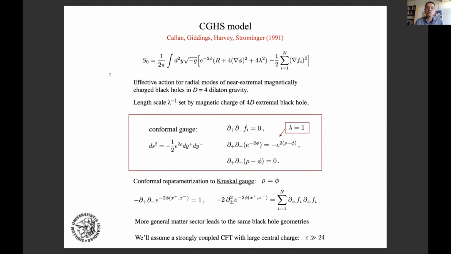And so the model that we work with was introduced by Callan, Giddings, Harvey, and Strominger in the early 90s. It's a model that descends from dilaton gravity in 4 dimensions. It's in fact an effective description for the radial modes that are moving in the background of a near extremal magnetically charged black hole in a certain 4-dimensional dilaton theory. None of that is very important for us here.